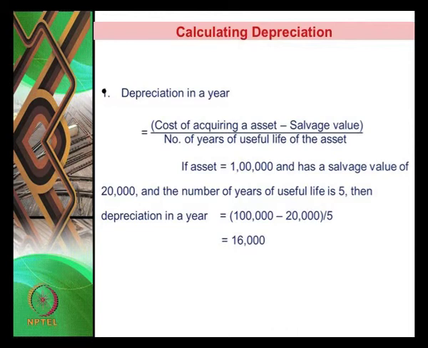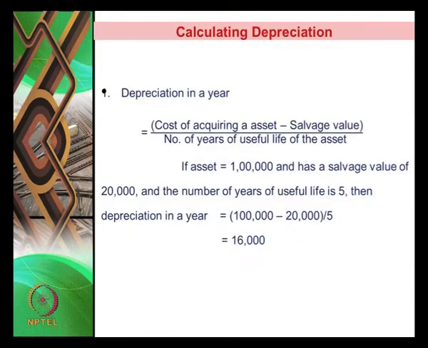To give a numerical perspective, let us assume that the cost of acquiring the asset is 100,000, and when it is disposed of at the end of its economic life, it fetches a salvage value of 20,000. If the asset has a useful life of 5 years, then the depreciation that we will have to account for in a year is (100,000 minus 20,000) divided by 5, which equals 16,000. So the depreciation in a year would equal 16,000 for this asset.